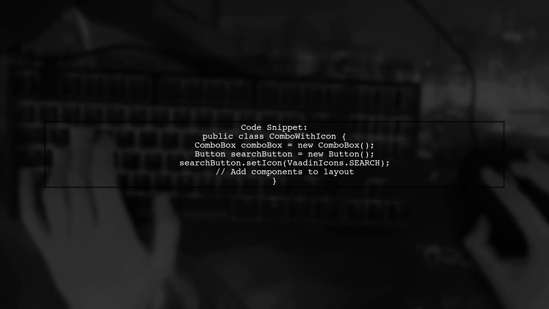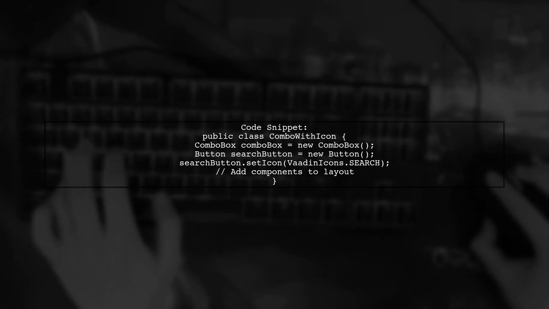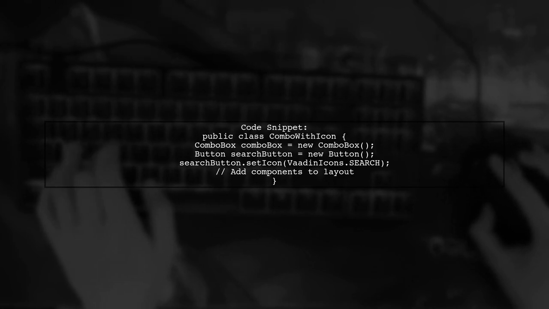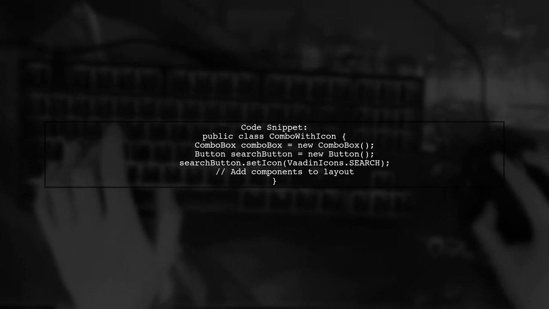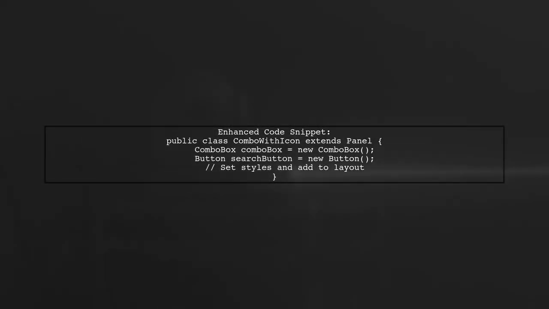Here's a basic code example. Create a combo box and a button, set the button's icon to a search icon, and add them to a layout. You can also remove borders for a cleaner look. For a more polished appearance, you can use a panel to contain the combo box and button, applying styles to remove borders and focus effects.